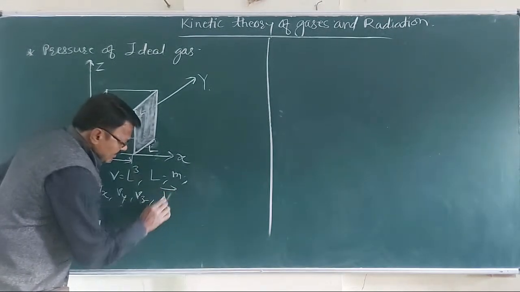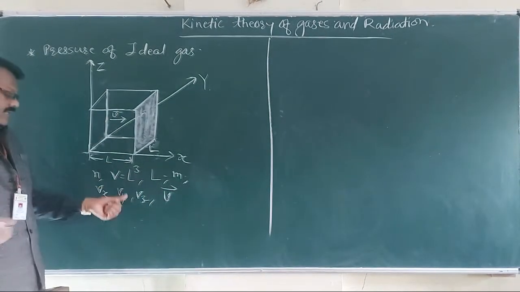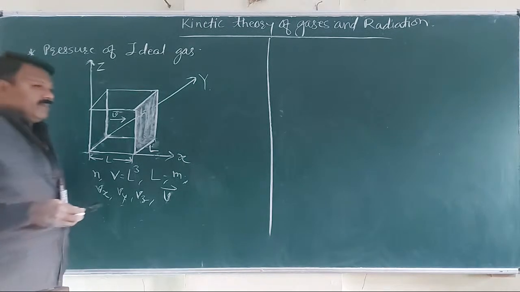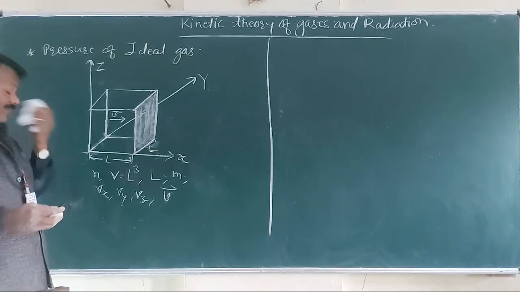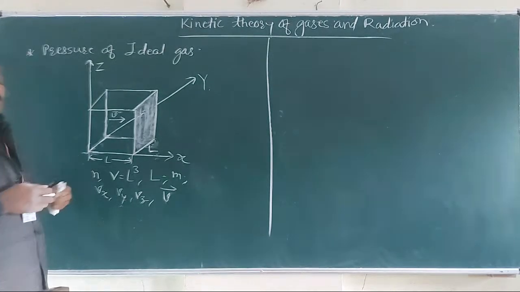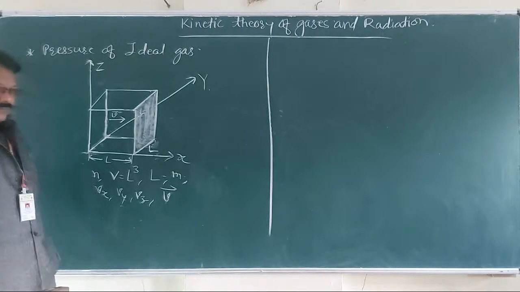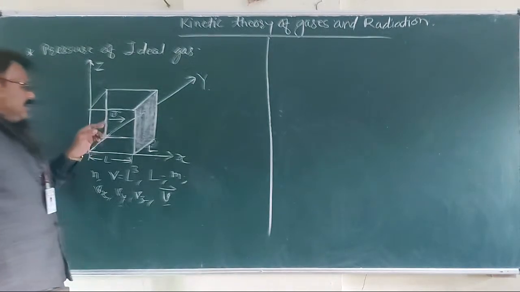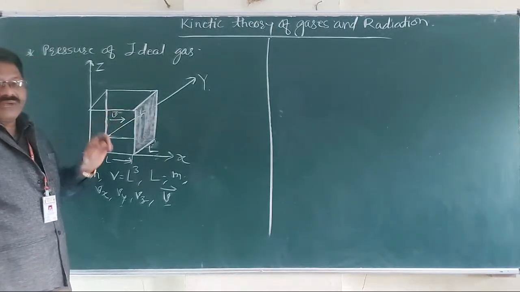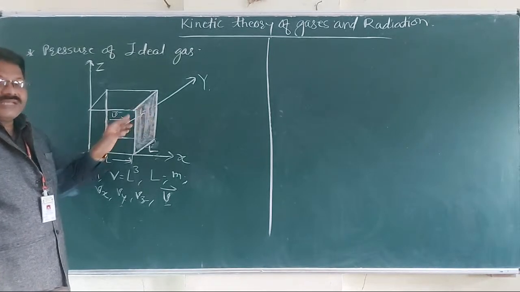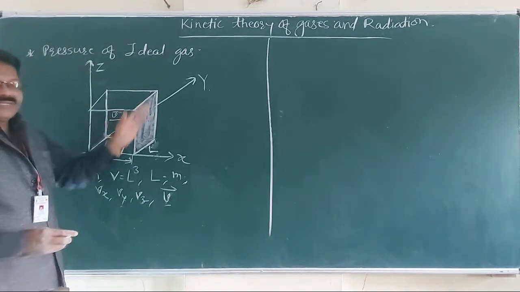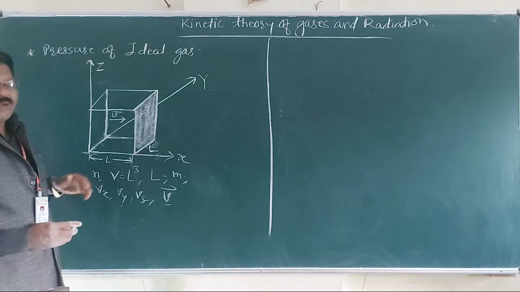This velocity is split into x component, y component, and z component. Now these are the different components of the velocity v bar along x axis, along y axis, and along z axis. Now this molecule is moving with velocity v so that it collides with the shaded face. Now this shaded face is parallel to the yz plane.